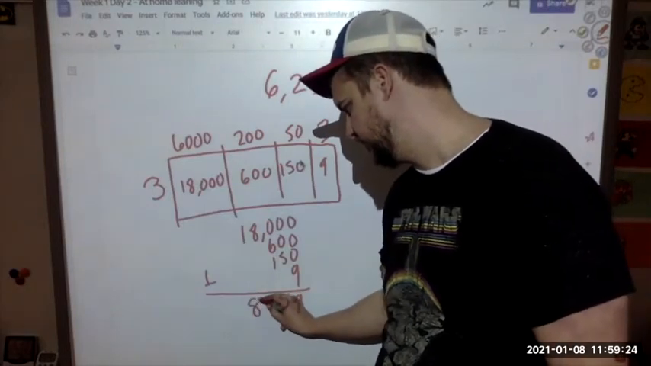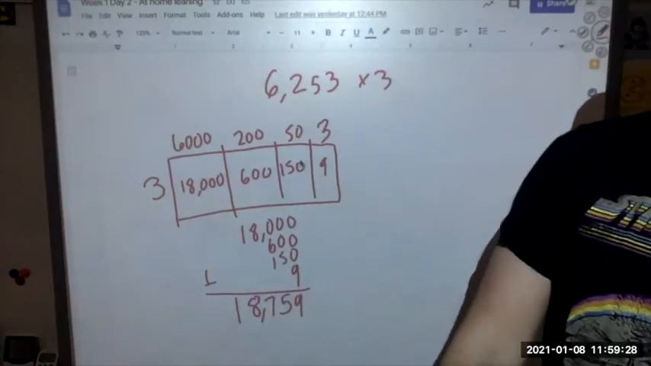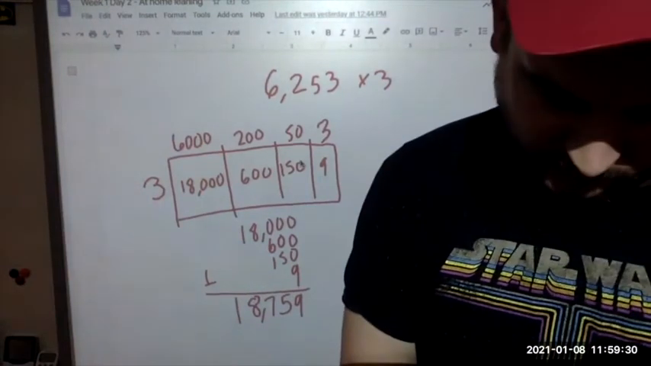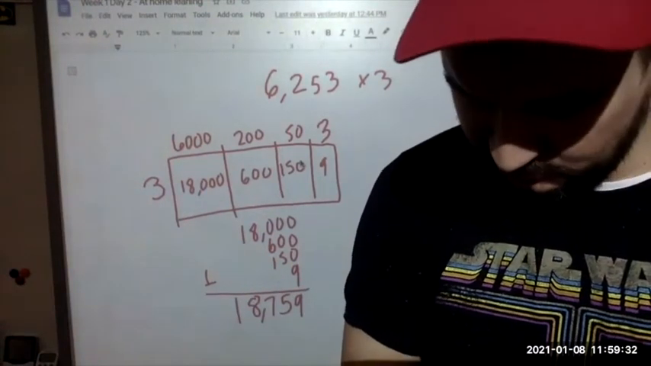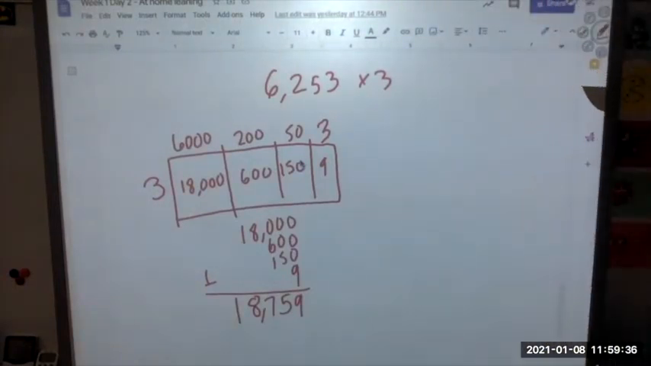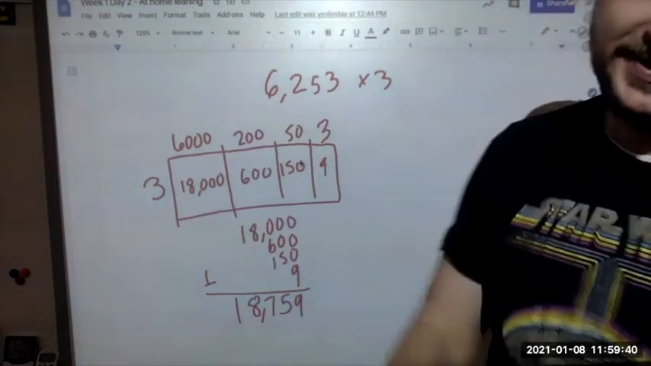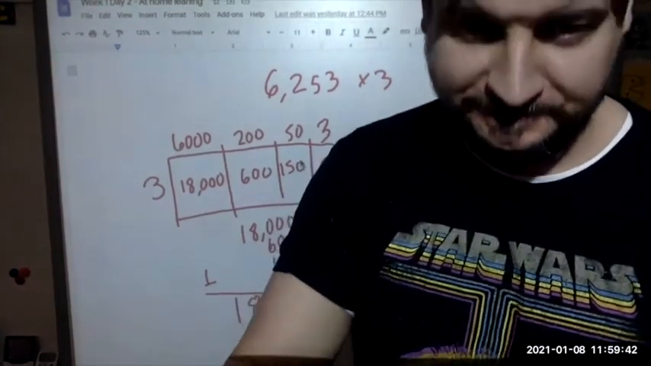That one was pretty easy, to be honest. 18,759. Very similar to the one we just did. Sure, you got it right. All right, guys. That's it for this one right now. There'll be more to this lesson.